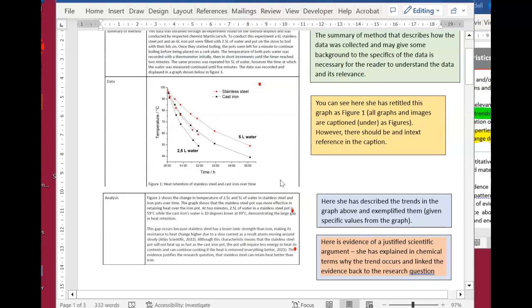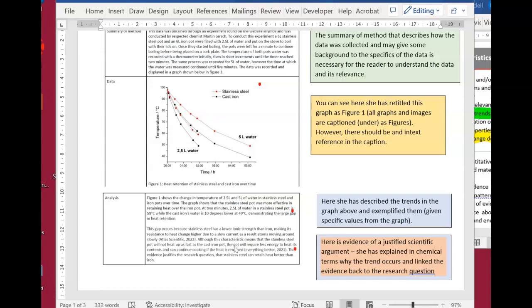All the data that's on the graph is relevant, so there's no need for her to highlight anything in particular. The next thing she does is analyse the data, and you'll see that she has an introductory sentence that says Figure 1 shows the change in temperature of 2.5 litres and 5 litres of water in stainless steel and iron pots over time. So it's just an introductory sentence of what the graph is showing.